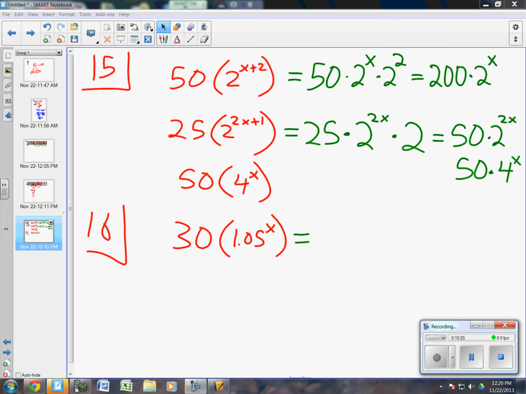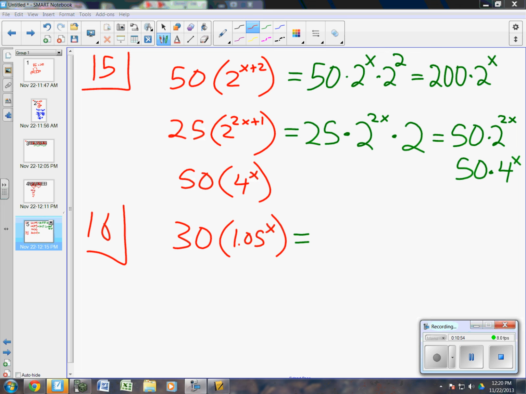Now you guys are supposed to justify why or why not they're equivalent. If you show your work, you're justifying that. Okay? All right, number 16. We have 30 times 1.05 to the x power. Can I simplify that? Is it simplified?